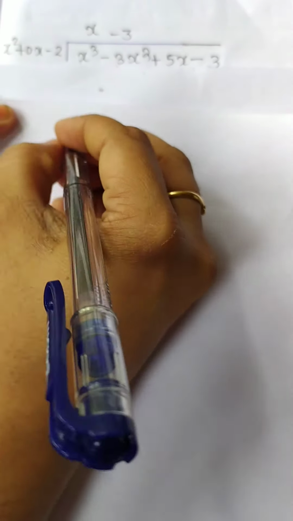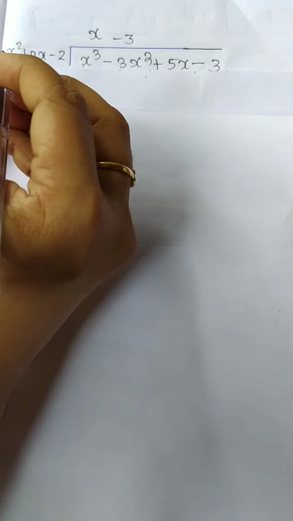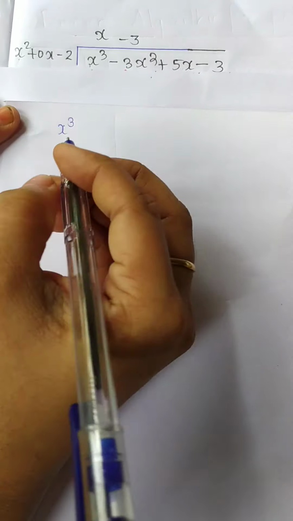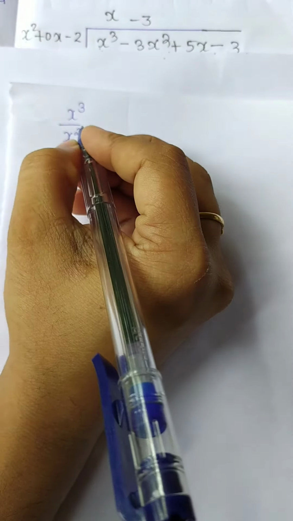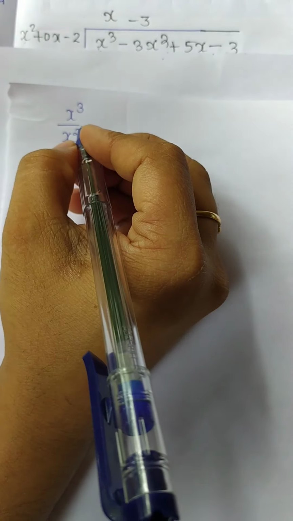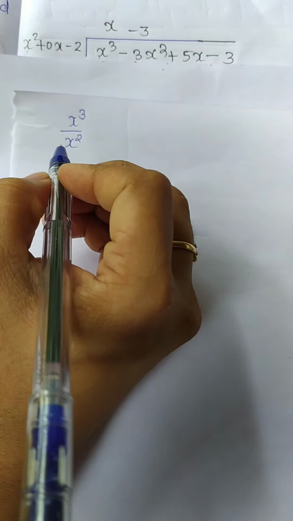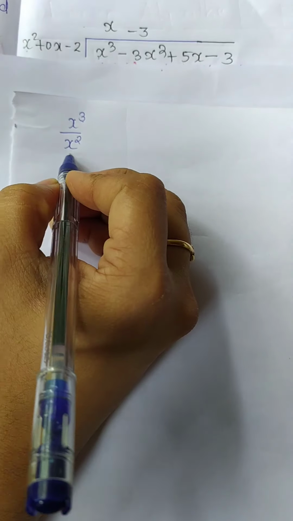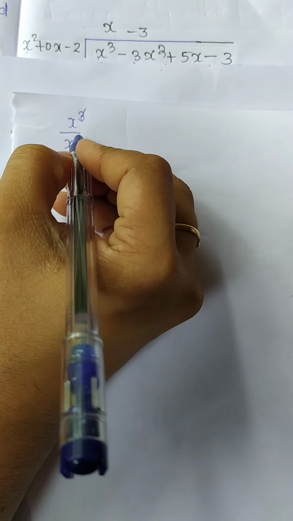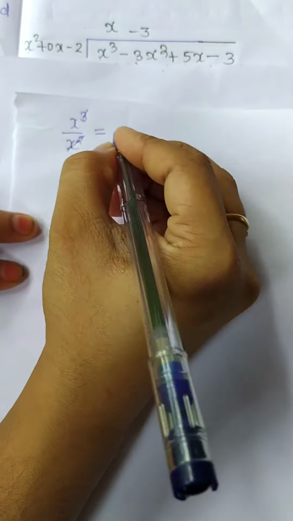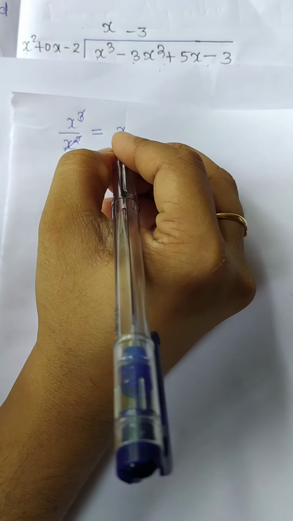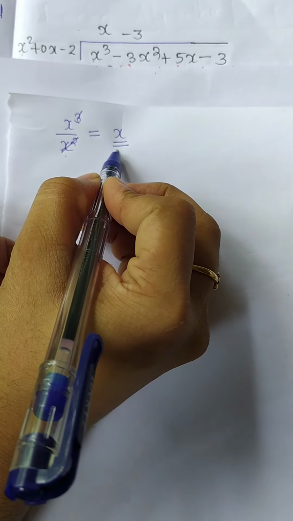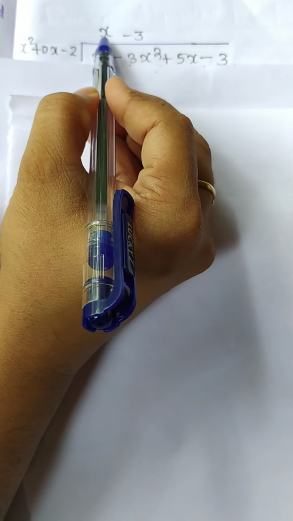Which is the highest power for the dividend here? That is x cube. Then which is the highest power for the divisor? That is x square. So how do we find the first term of the quotient? We have to divide the highest degree power of the dividend polynomial by the highest degree power of the divisor. When we divide x cube by x square, we get the answer x. So the first term of the quotient is x.